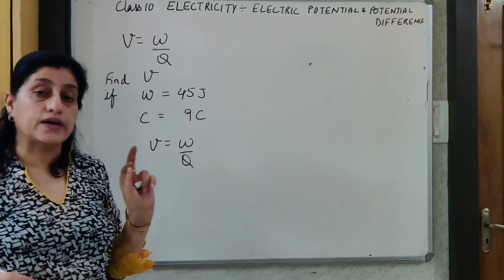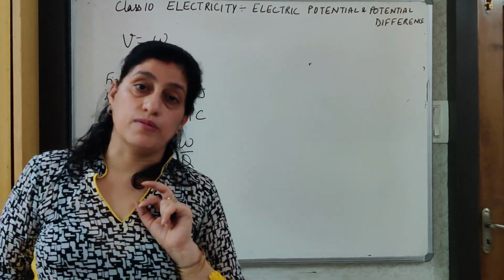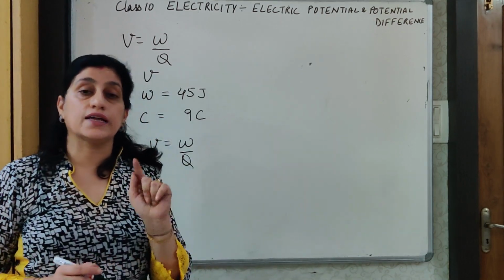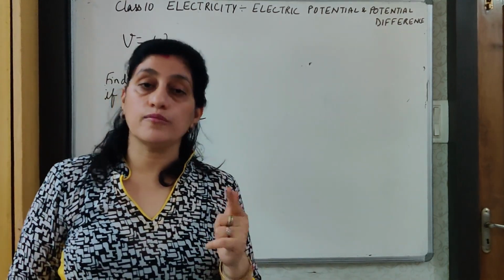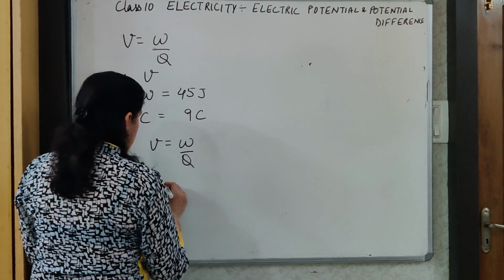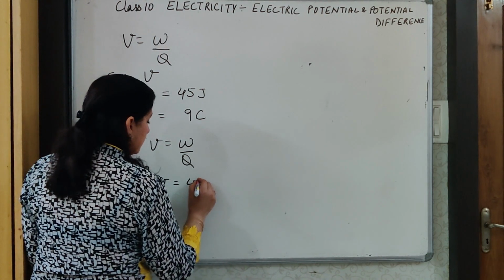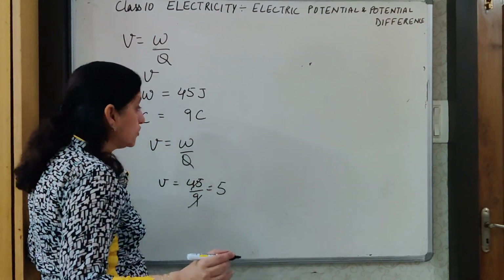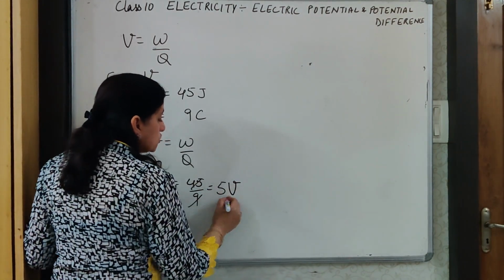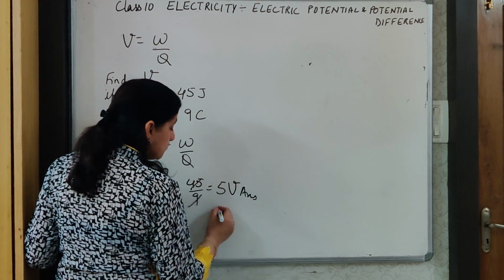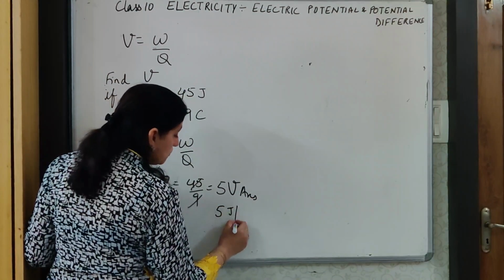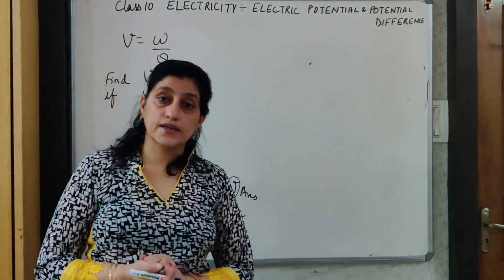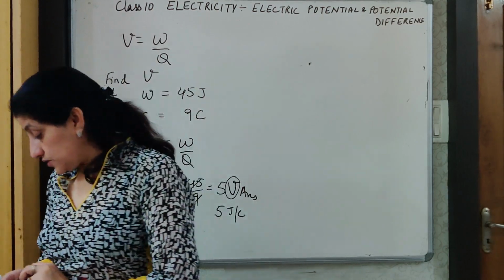Whenever you attempt any numerical, children, don't forget to mention the formula. Never do it directly, because quoting or writing the formula always carries marks. If you don't write the formula, you lose the marks. So we get V is equal to 45 upon 9 is equal to 5, and the unit written will be volts. So 5 volt is the answer, or we can also write 5 joule per coulomb, but we generally use volts. Is it clear? We'll take one more question, okay?